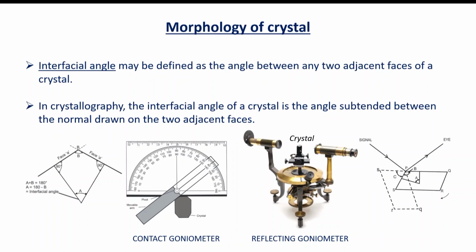The other type of goniometer is a reflecting goniometer. If the crystal size is very small, then you really can't place the contact goniometer on the surface of the face. If your crystal is like this, then you can't really place the arms of the contact goniometer on the crystal face. For that, we use a reflecting goniometer. So a reflecting goniometer is a setup. It is not a complex one, obviously.